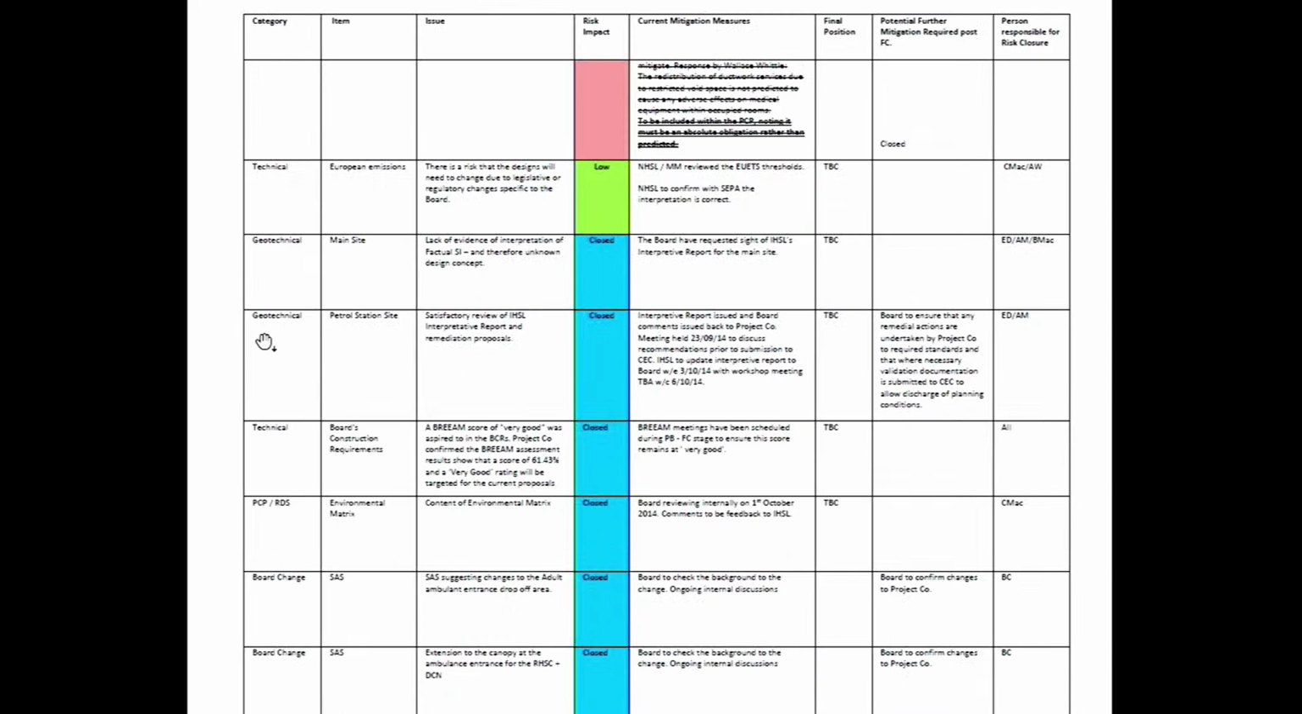Approximately halfway down the page, the left-hand entry is PCP/RDS. Then there's an entry for environmental matrix. Content of the environmental matrix, which is described as closed. It said board reviewing internally on 1st October 2014, comments to be fed back to IHSL.